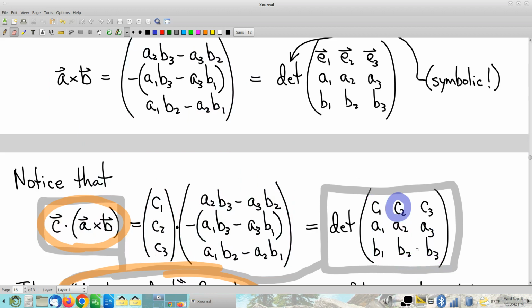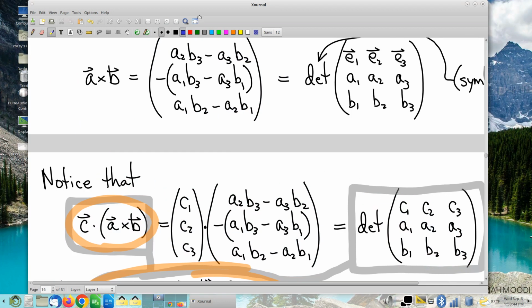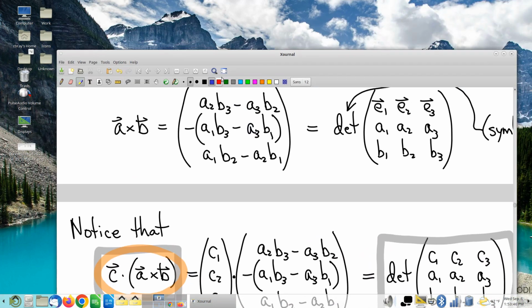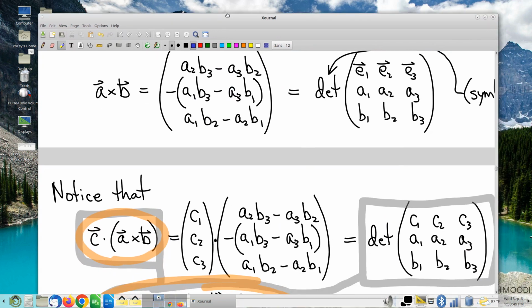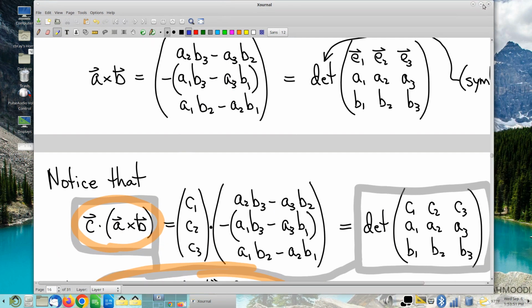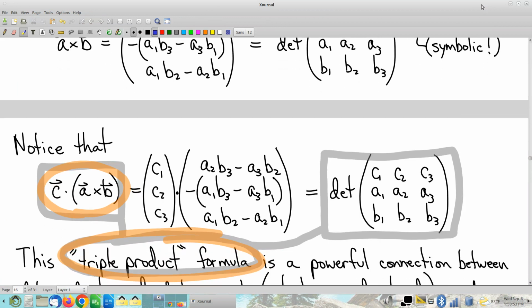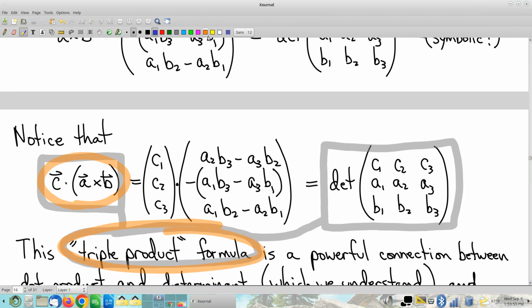And what we have then, whoa, what's going on here? Sorry, computer technical difficulties. Altogether, what we have is that this thing called the triple product is literally a determinant. This is not a symbolic determinant, forgive the sloppiness. This is literally a determinant. This is literally a matrix. It is exactly the same as that triple product.